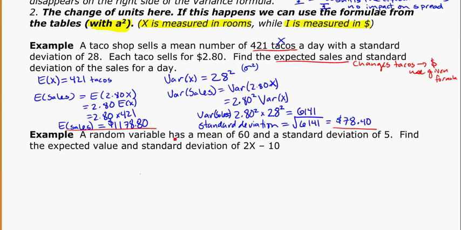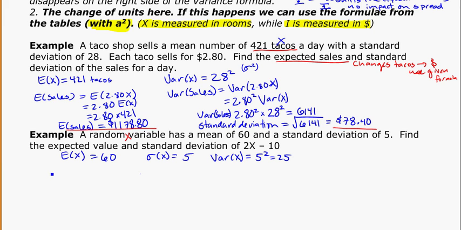One more example to look at, a random variable. So a random variable has a mean of 60 and a standard deviation of 5. Find the expected value and standard deviation of 2x minus 10. So this is kind of just a very abstract problem. There's no context to it. We can just call our random variable x. So here I know that the expected value of x, its mean, is 60, and its standard deviation is equal to 5. So that tells me the variance of x will be equal to 5 squared.